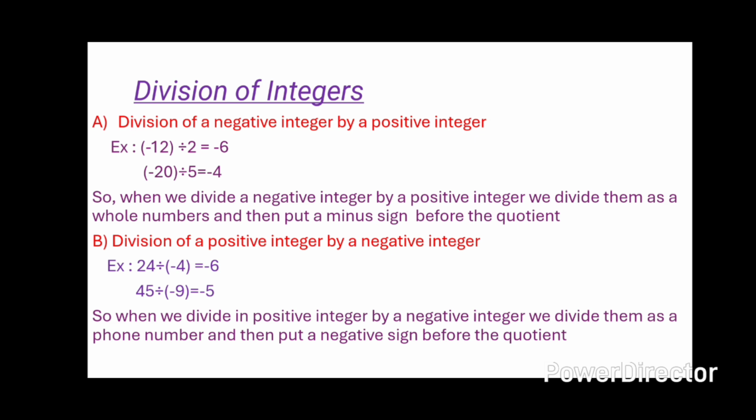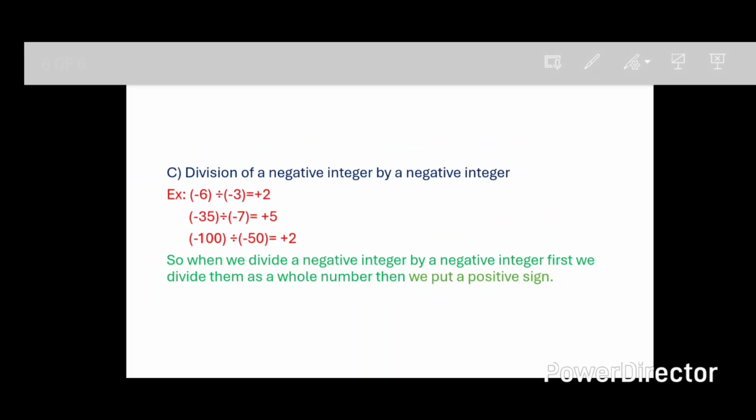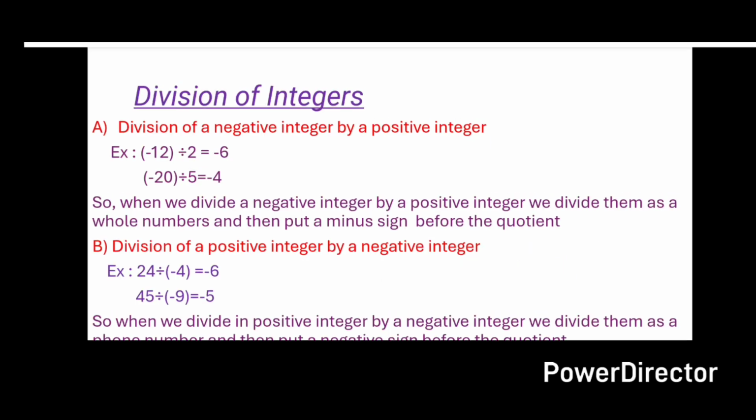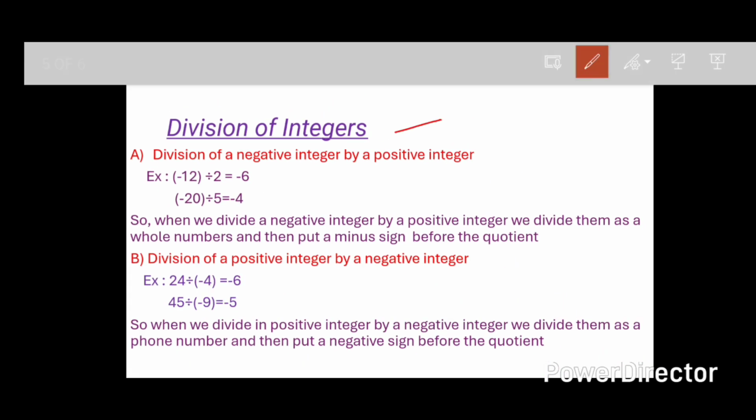Next concept, the division of integers. Yes, next concept is what? Division of integers. Here, the first main submain is division of a negative integer by a positive integer. So, first number should be negative, next number should be what? Positive. Here, see one example. Minus 12 divided by 2. Then answer becomes how much? Minus 6. How it is? Because 2 6s are 12. Next example, minus 20 divided by 5. The answer is minus 4. How it is? 5 4s are 20.